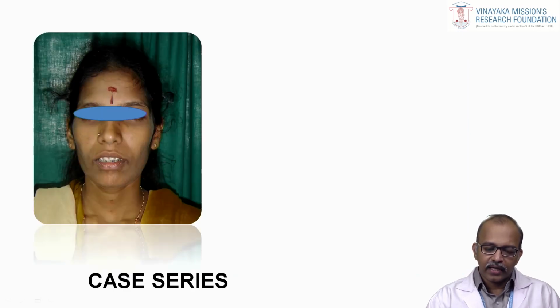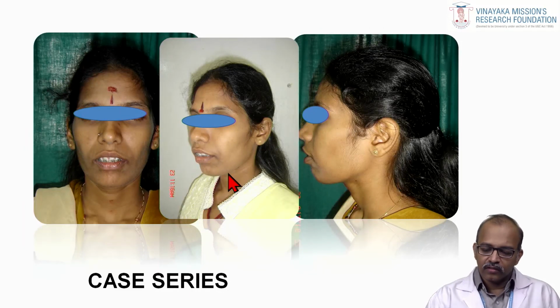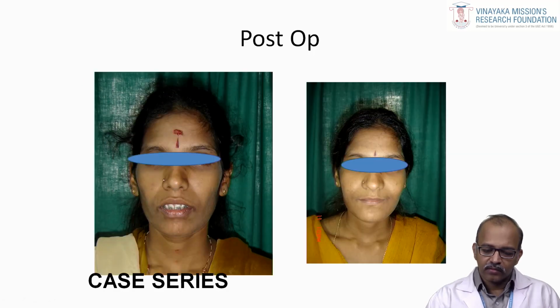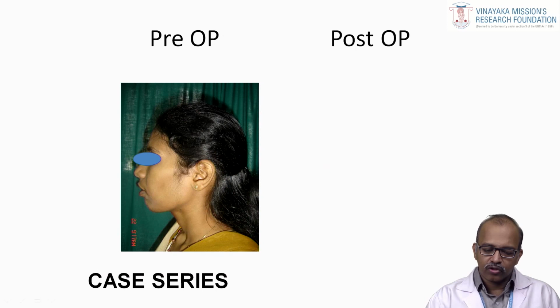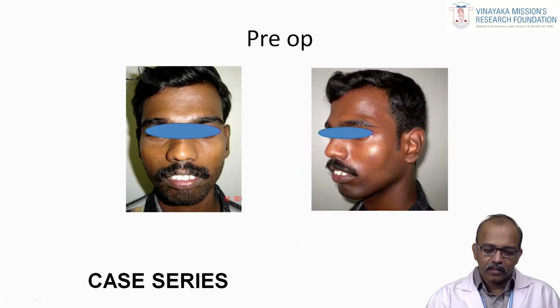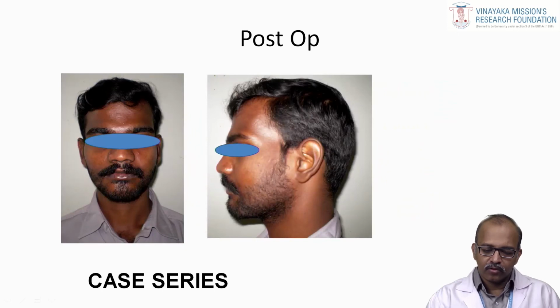These are the case series: true vertical maxillary excess and shortening of the chin. Le Fort 1 osteotomy and then advancement genioplasty was done. This is a pre-op and this is a post-op picture. This is also a vertical maxillary excess and deficient chin. Le Fort 1 osteotomy and chin advancement were done. Then this is a post-op picture.